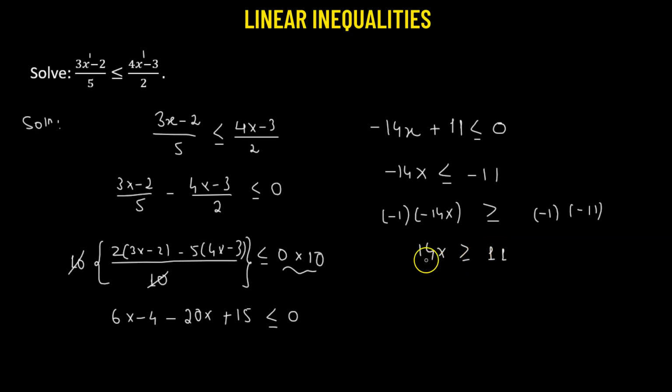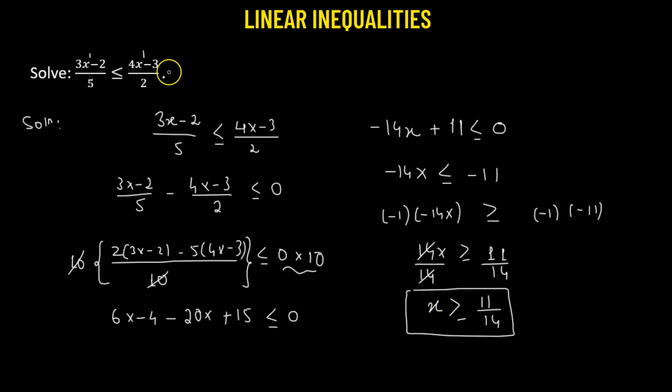Now we want to get rid of the coefficient of x, and we want to isolate x. So all we have to do is divide both sides by 14, and in doing so, the sign of the inequality is not going to flip or change because 14 is a positive number. So here we have x greater than or equal to 11/14. So this is the solution to our given linear inequality.